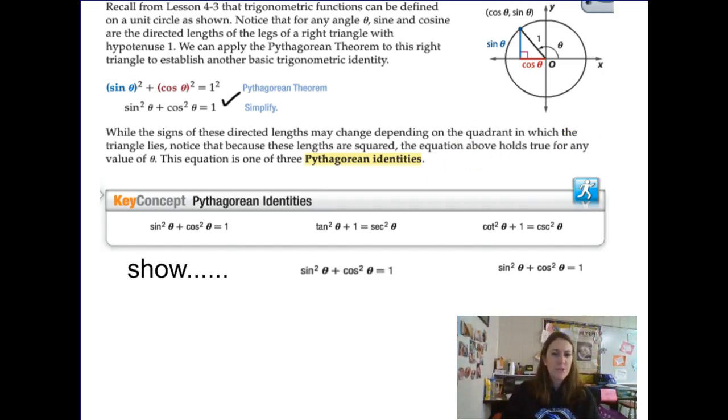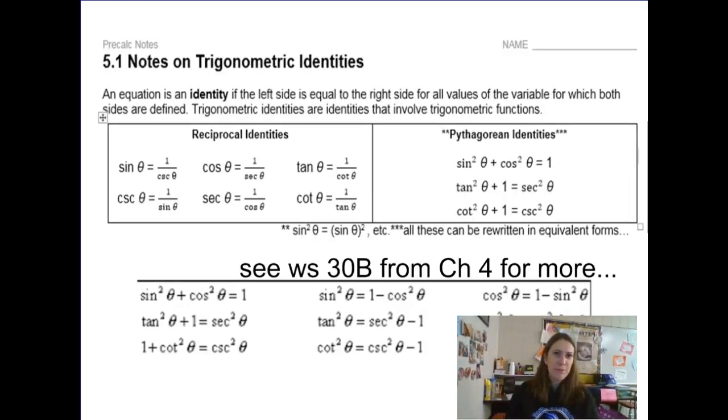But if memory serves me correct, I feel like we gave you all 3 of them on the formula sheet. So, speaking of formula sheets, here they are. And if you look, it says worksheet 30B here, I'm pretty sure it still is 30B.